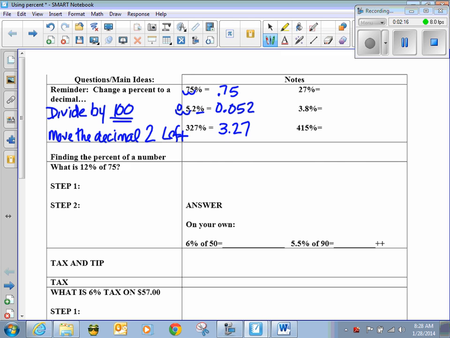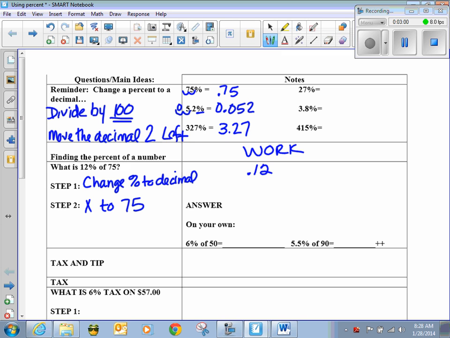To find a percent of a number, we have 2 steps. If I'm looking at what is 12% of 75, step 1 is to change the percent to a decimal. So I'm going to say 0.12. This is the work I would want to see. Then step 2 is to multiply that decimal by 75.